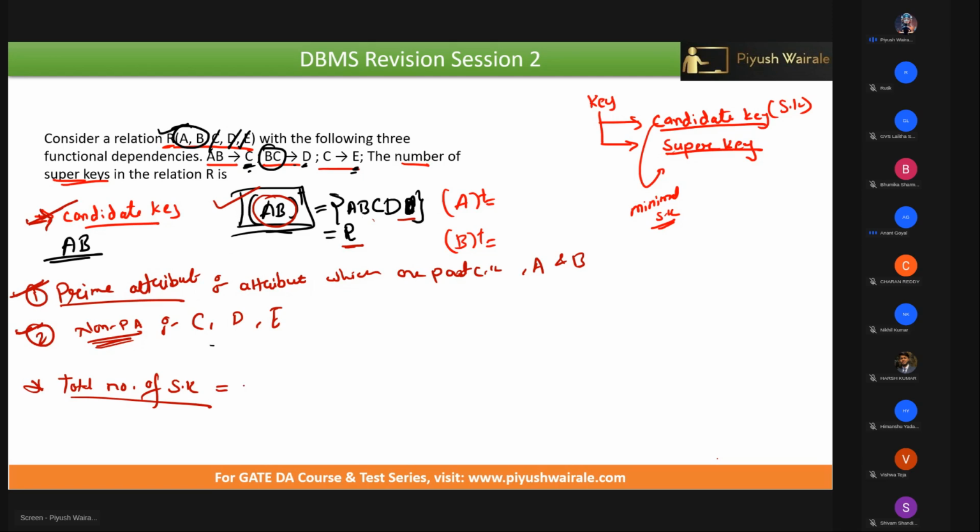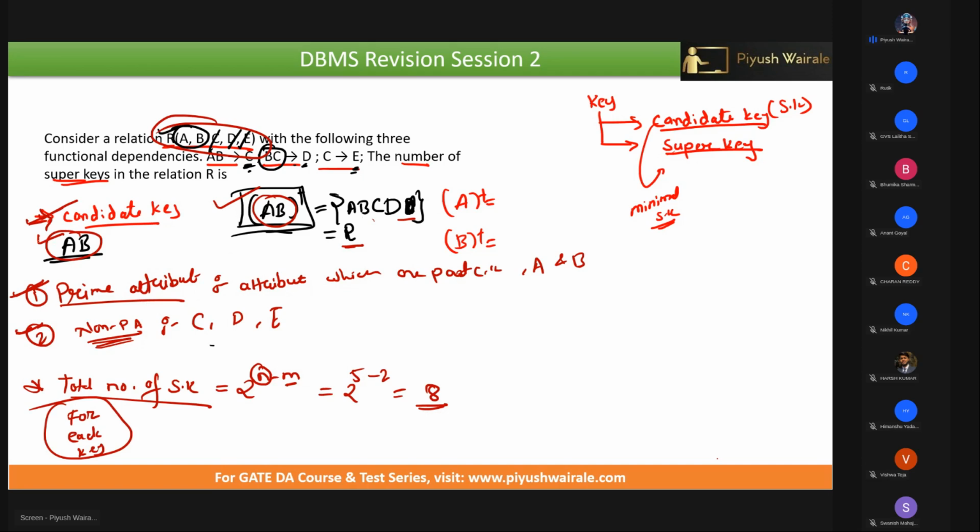So the total number of super keys is basically 2 to the power n minus m. N is the total number of attributes in the relation. M is the total number of attributes in the key here, right? For each key we are finding the corresponding super keys. If you look, I just have one key here, AB. So in that case, the number of super keys will be 2 to the power 5 minus 2, that is 2 to the power 3, which is 8 as the answer here, right?